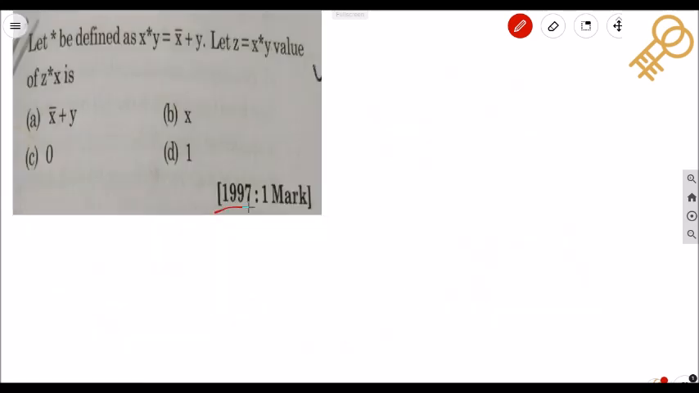It was asked in 1997 for 1 mark, and the question tells that they have given one expression, and they have also given how this expression can be written in the form of another expression. So basically they have told that x star y is equal to x complement plus y. So wherever x star y is there, we can replace it with this expression. They have assumed that z is equal to x star y. So they have asked the value of z star x. So we'll form the value of this.